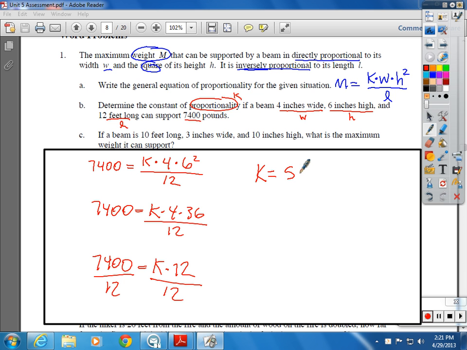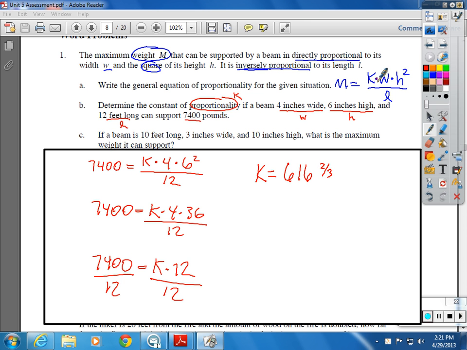Anybody? Some help there? 7,400 divided by 12. 6. Oops. Yeah, 6, 16, 2/3. Sorry about that. Yeah, I was thinking 65 is 60, not 72. So 6, 16, and 2/3. Okay.